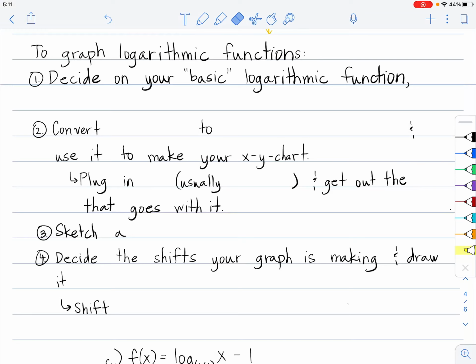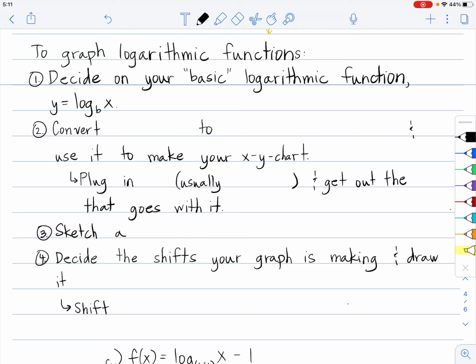I almost forgot that I needed to do the directions for graphing a logarithmic function in between these two examples, but I had left space in my document for that. So to graph logarithmic functions, we're going to decide on our basic logarithmic function, which is y equals log base b of just x.